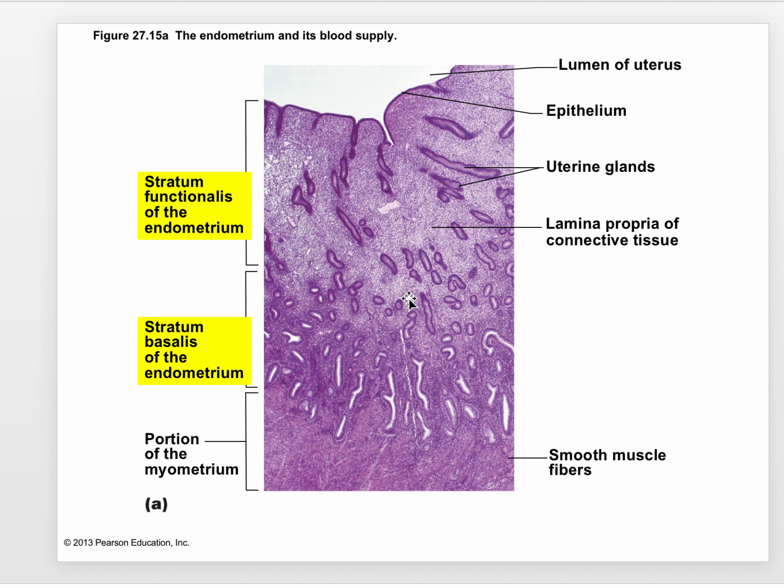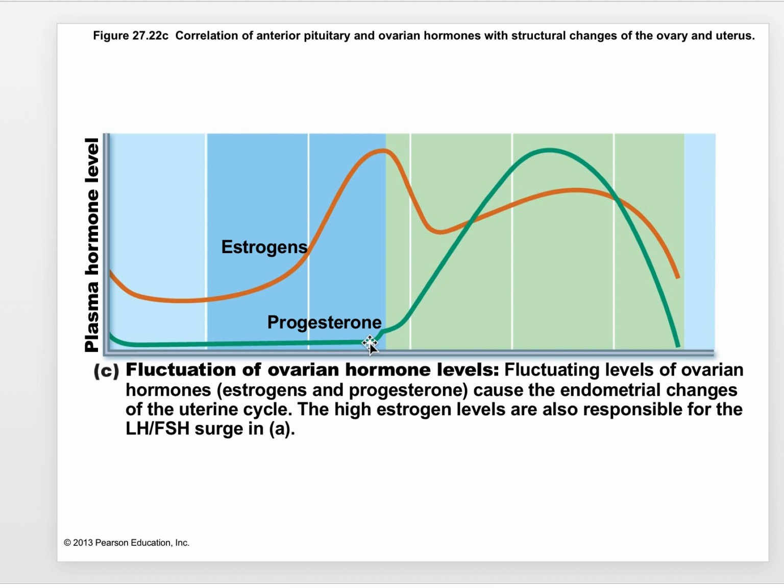Again, remember this slide. This is the stratum functionalis of the endometrium. This is the layer that's shed during menstruation. Stratum basalis is not shed. Fluctuating levels of ovarian hormones, estrogen and progesterone, cause endometrial changes of the uterine cycle. High estrogen level is also what's responsible for the LH-FSH surge, and as I said before, the LH surge is what causes ovulation.